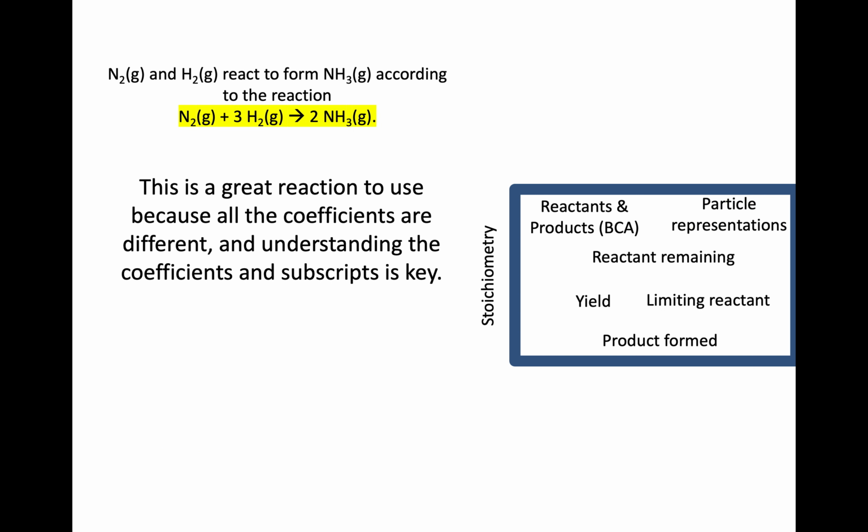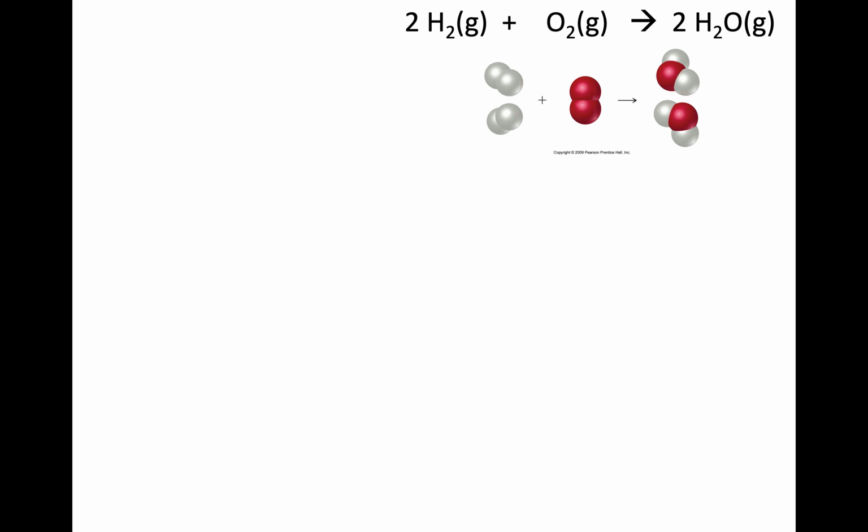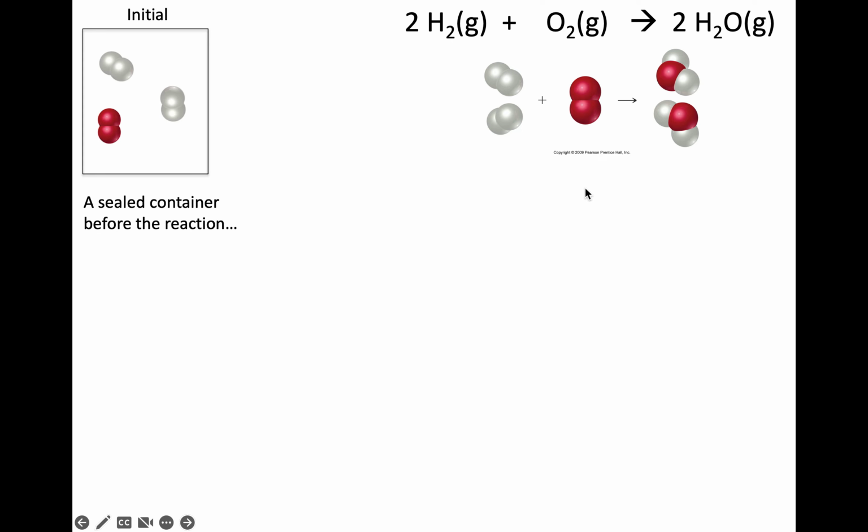The particular reaction that I used again and again here, N2 plus H2 to give me ammonia, this is a great reaction to use because all the coefficients are different. And understanding the coefficients and the subscripts, that's the key to have success with these stoichiometry problems, and that's where students have a lot of difficulty. Consider this reaction here. This is one of the first ones where we introduce the idea of their symbolism and a particle representation to go along with a reaction.